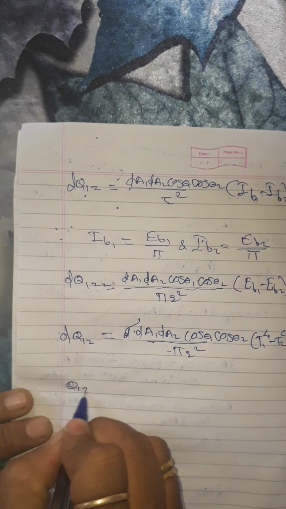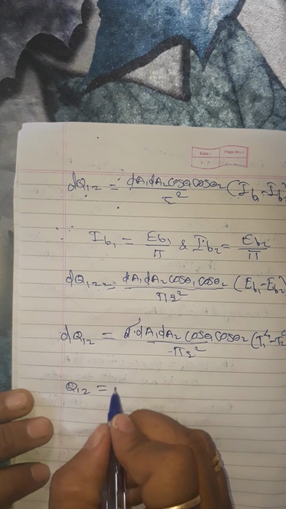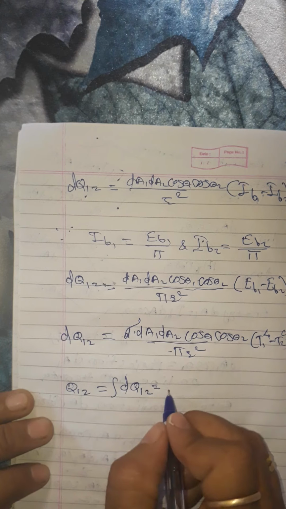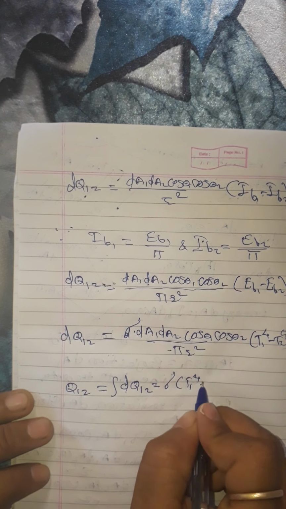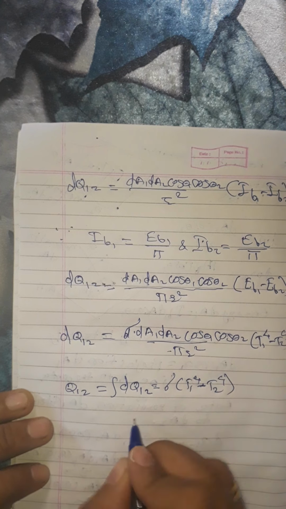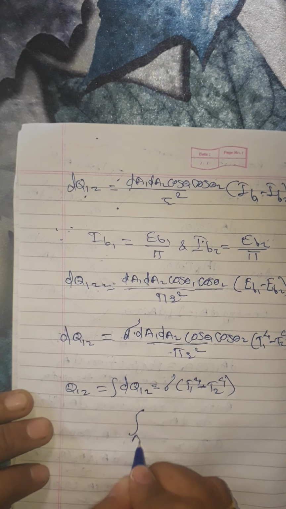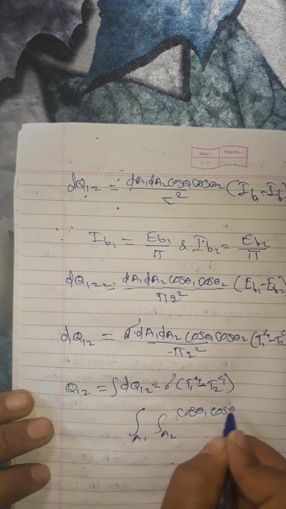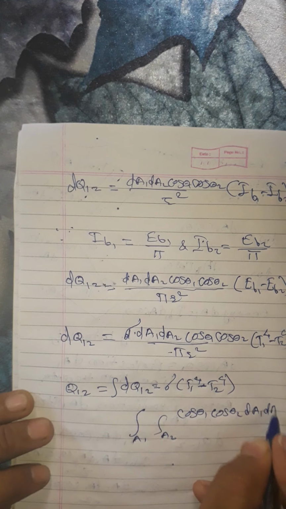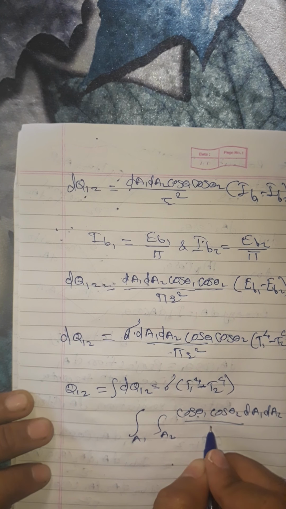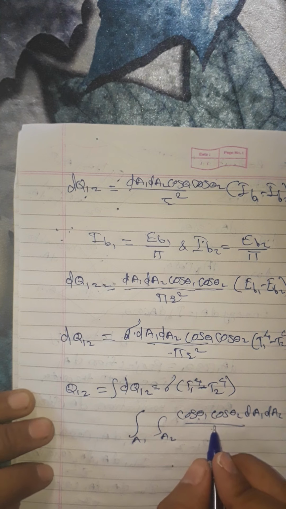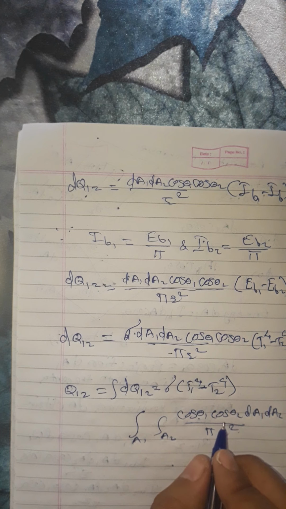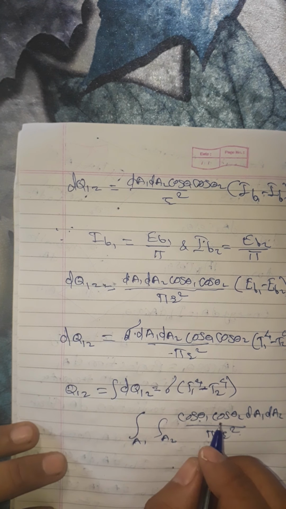So Q1 to 2 is equal to the integration of dq1 to 2, which is equal to sigma, T constant, sigma (T1 raised to 4 minus T2 raised to 4), integration A1, integration A2, cos theta 1 cos theta 2 dA1 dA2 divided by pi r square, right?